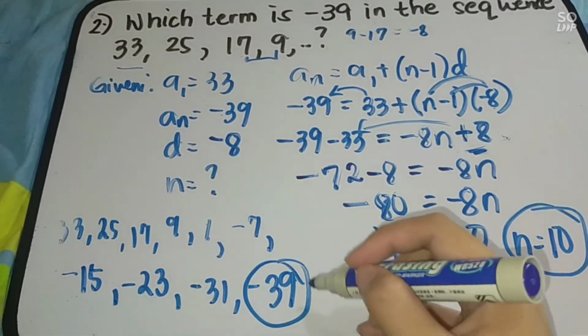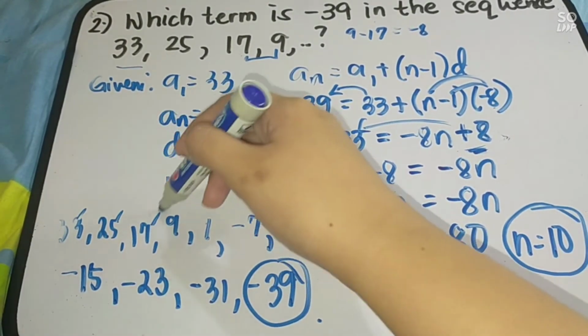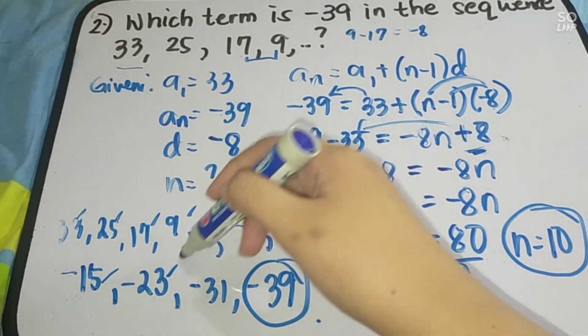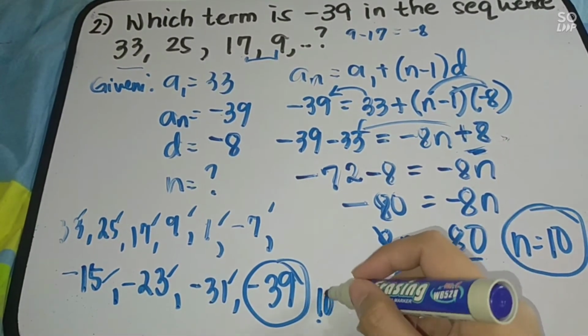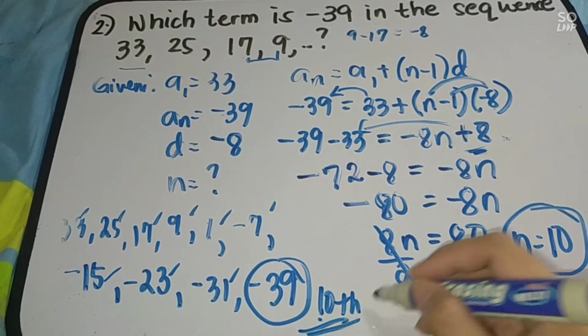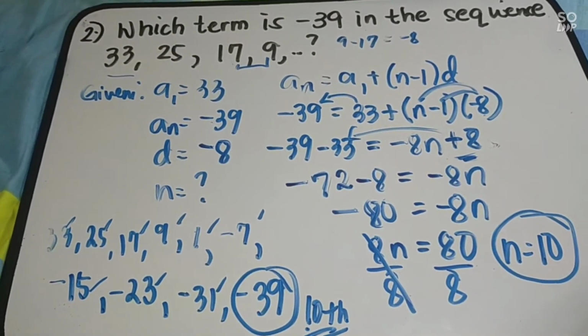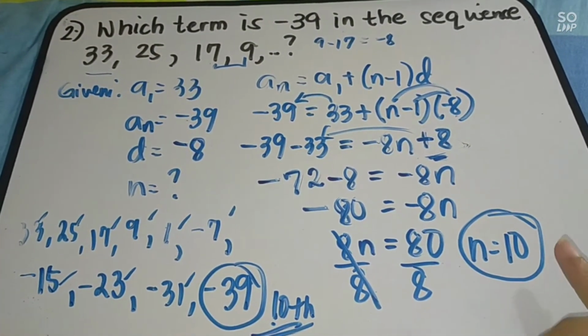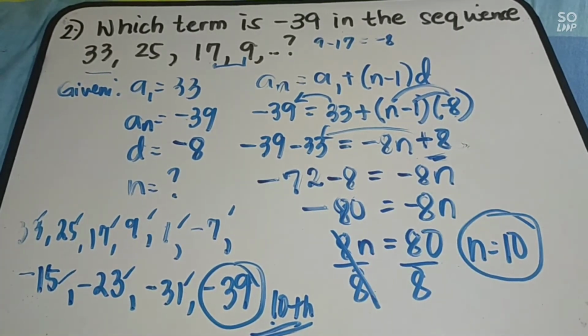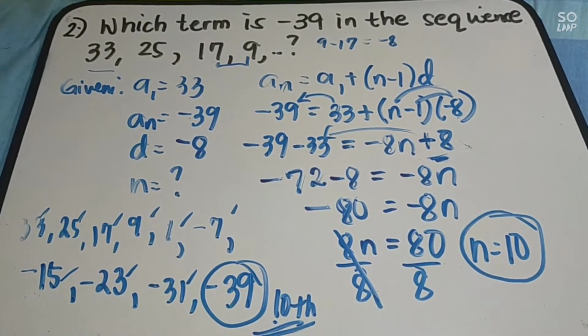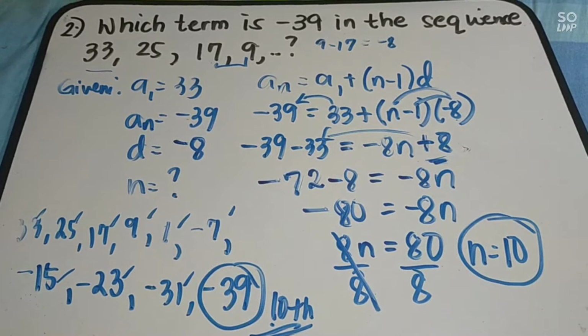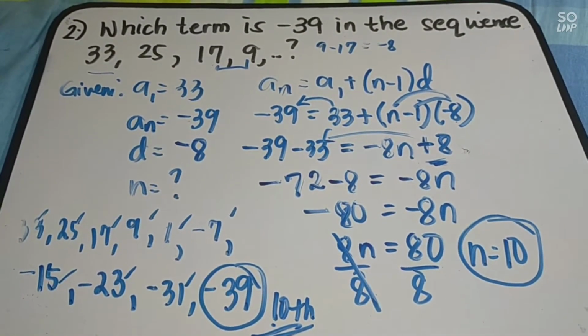Tingnan nga natin kung pang 10 term siya. We have 1, 2, 3, 4, 5, 6, 7, 8, 9, 10. Tama. 10 term. Yan. So, that is how will you check if your answer is correct. Pwede kang mano-mano. Basta alam mo yung kanyang common difference at saka first term. Is it clear? Now, let us have another examples.